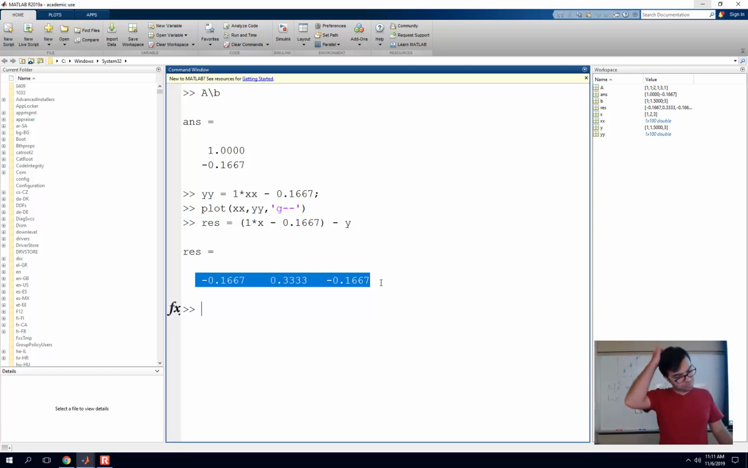Now, we want to know how good my fit is to this data. I fitted the line to the data. I need to know how good my fit is. There are several metrics that you could use to evaluate the goodness of fit to your data. And all of them use the vector of residuals.